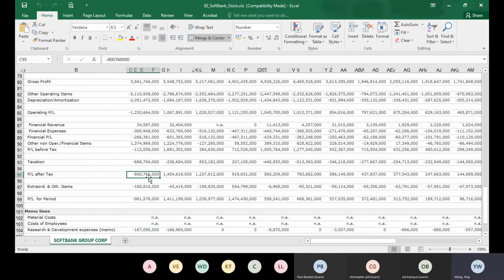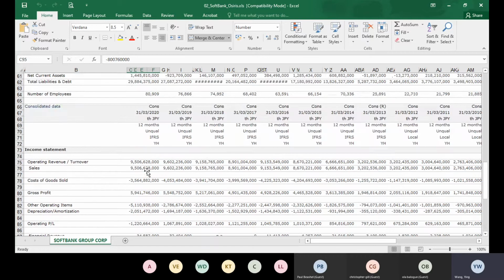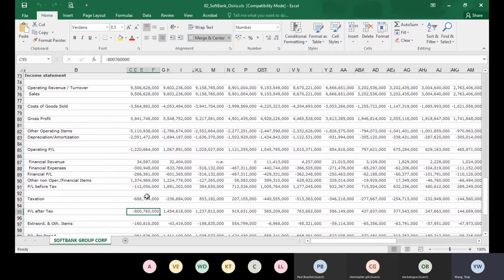Of course, for SoftBank, this account up to 31st of March 2020 shows a negative profit and loss after tax. And this is the whole parent company account for SoftBank. So that gave you some information about the profit and loss account.